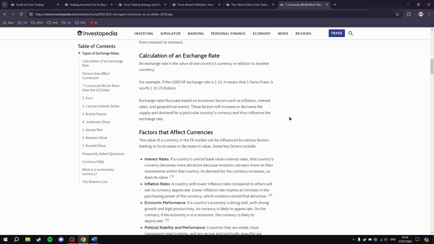Calculation of an exchange rate. An exchange rate is the value of one country's currency in relation to another currency. For example, if the USD CHF exchange rate is 1.15, it means that 1 Swiss franc is worth 1.15 USD.